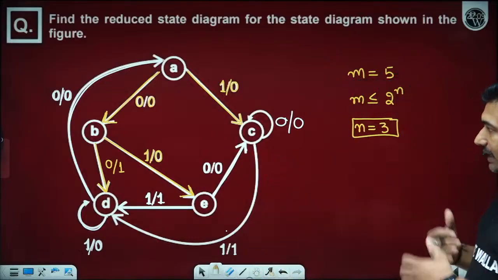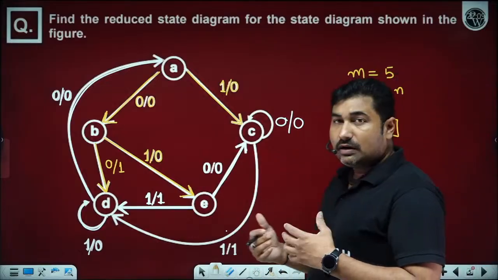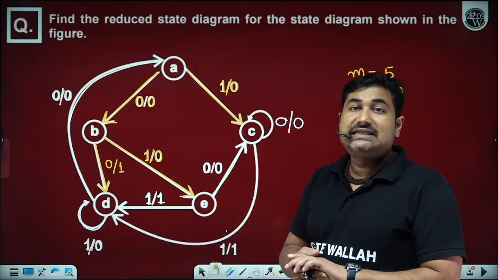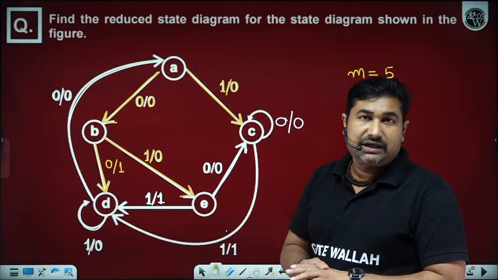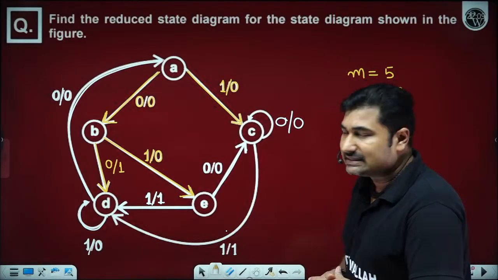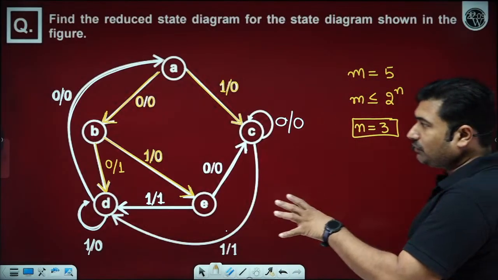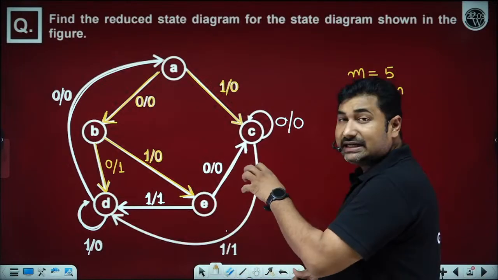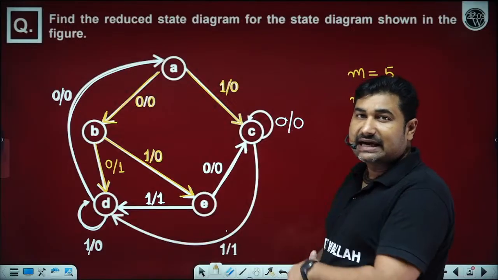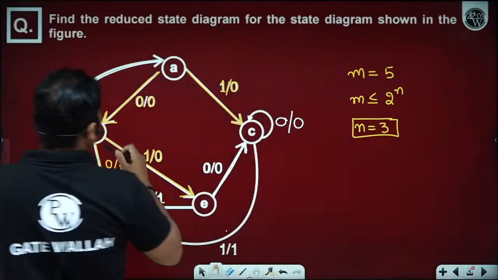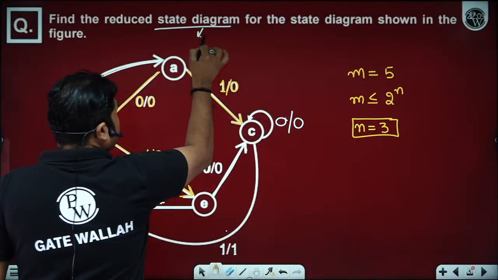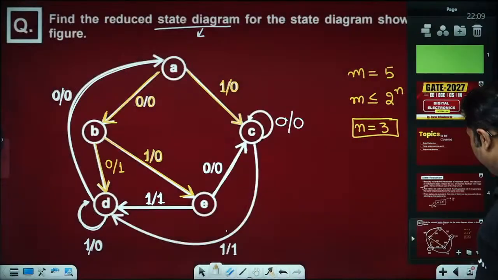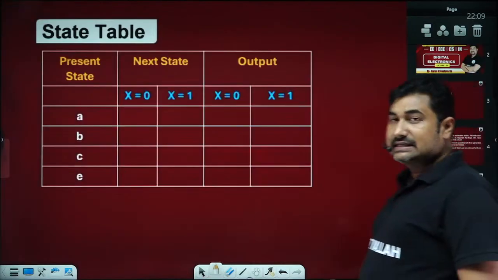Now we have to identify which states, as there may be a possibility that two or three states have the same input-output relation and go to the same next state. In order to understand, first of all, we need to draw the state table from the given state diagram. The state diagram is given to you. Now you have to draw the state table. Let's draw the state table.